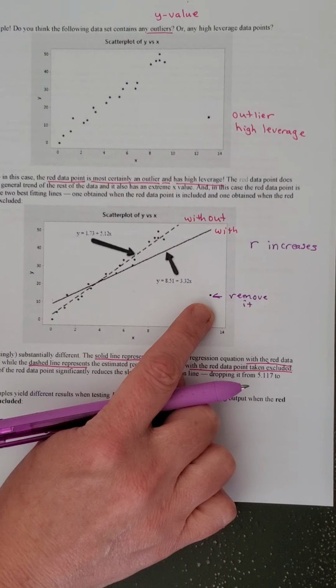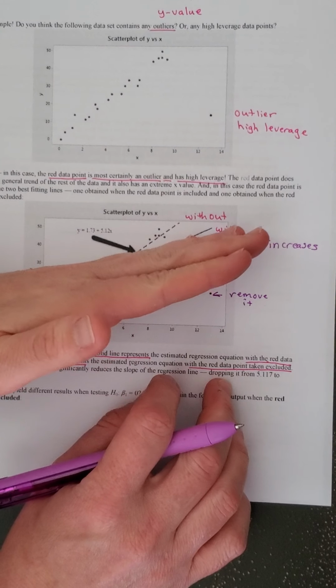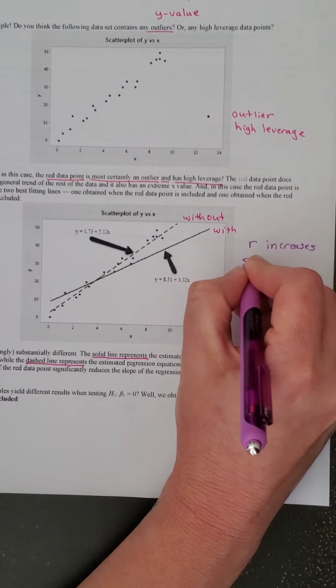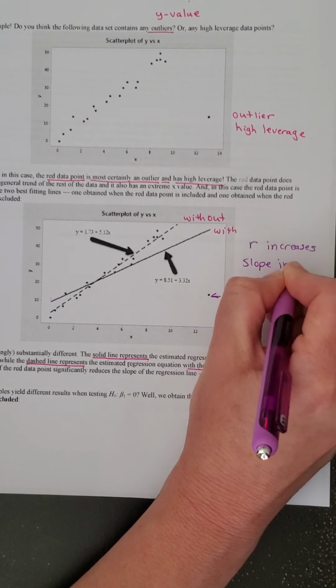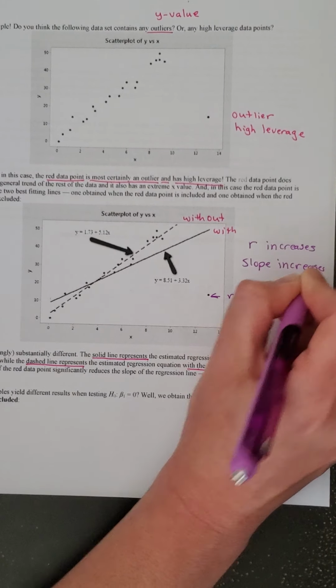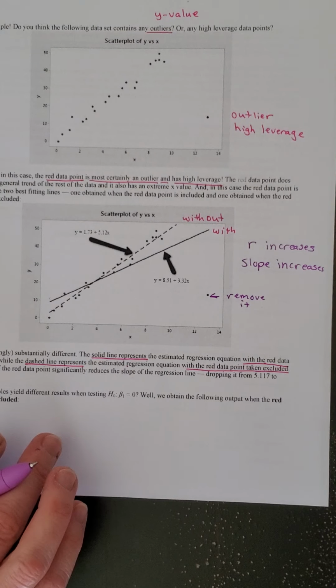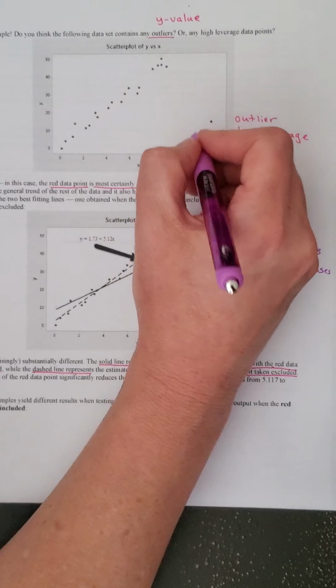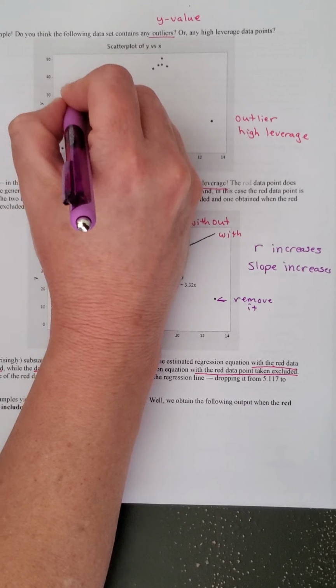But what would happen to our slope? In this case, the line would become more steep, and so the slope would also increase. But again, that's because of where this data point is. So let me give you another example. I'm going to go back to this one. What if instead of this point, we had a point right here?